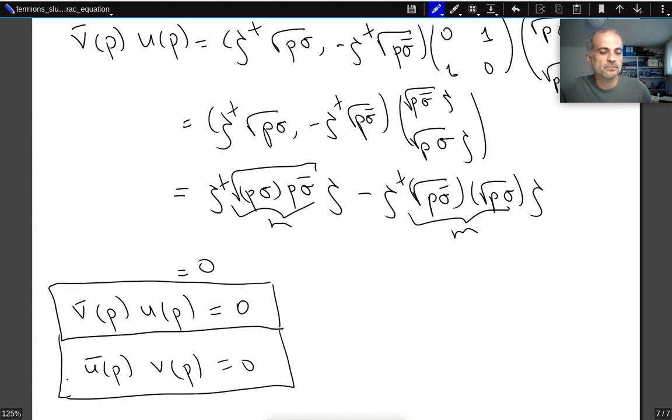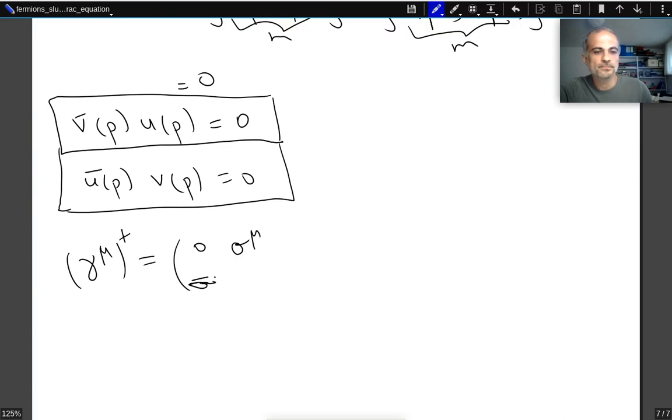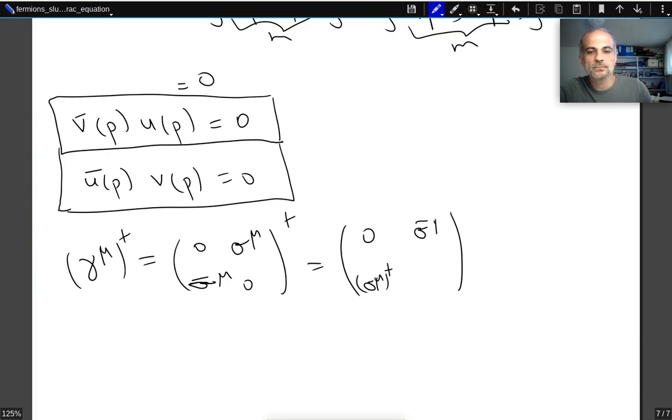Now before concluding this video, let's look at one more thing. We will be taking quite often the Hermitian conjugates of various expressions. So we also need the gamma mu dagger. Now gamma mu is 0, sigma mu, sigma bar mu, 0, dagger. Now this dagger is taking the transpose and the Hermitian conjugate, so this will become 0, sigma bar mu dagger, sigma mu dagger, 0. Now note that the sigma mu and sigma bar mu are just sigma matrices and the identity matrix, so they are Hermitian, so this is just 0, sigma bar mu, sigma mu, 0.